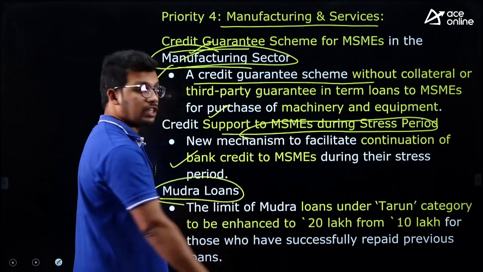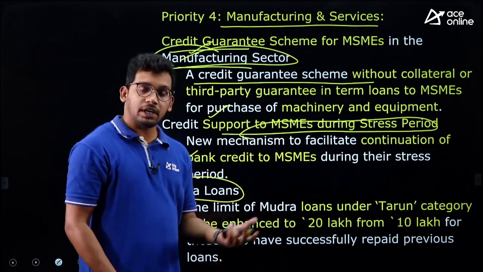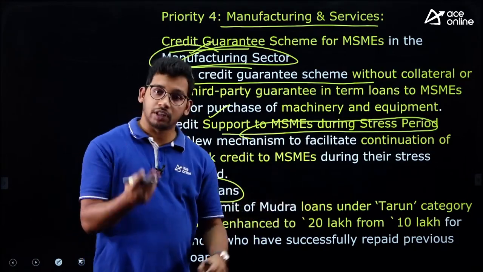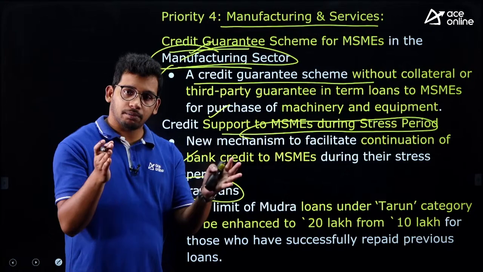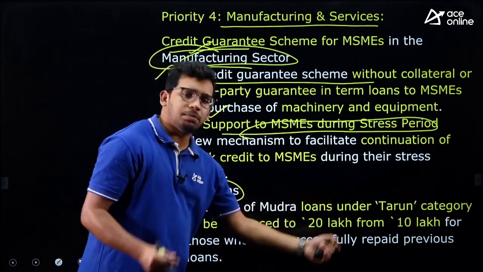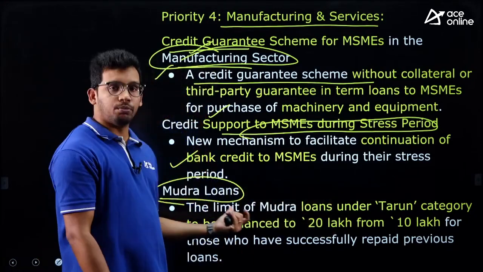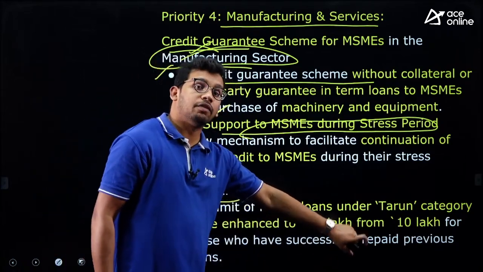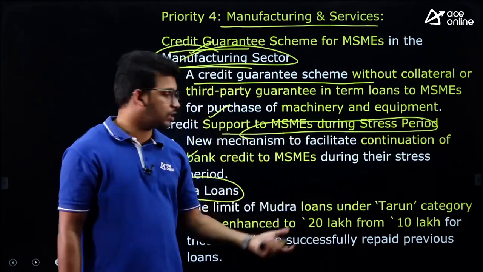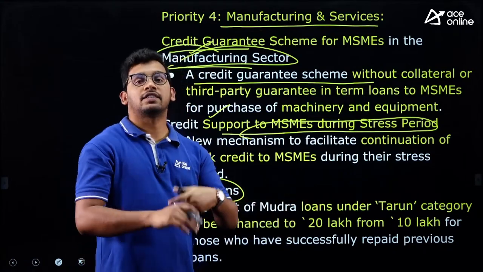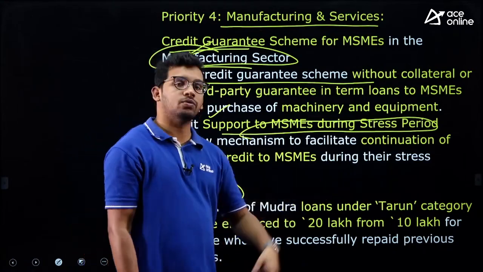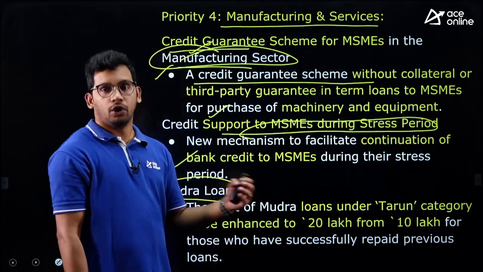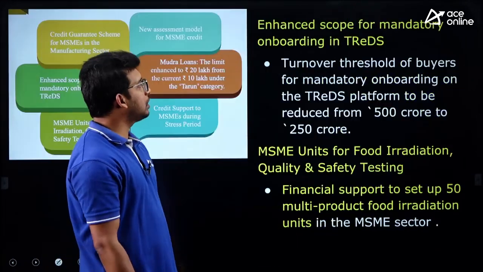And then Mudra loans. There is already a Mudra scheme where the government gives 3 types of loans: Shishu, Kishore and Tarun, based on the amount of money. The Tarun scheme is the largest scheme under PM Mudra loans. The government was giving a lot of loans, encouraging loans. The limit was up to 10 lakhs, but now it is increased to 20 lakhs. So under the Tarun scheme they are going to encourage you to take 20 lakh rupees loans. So this is one more thing.